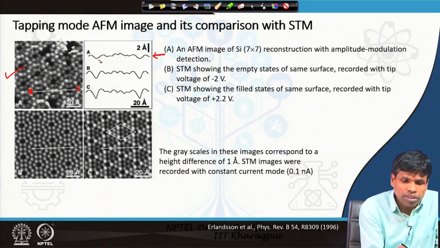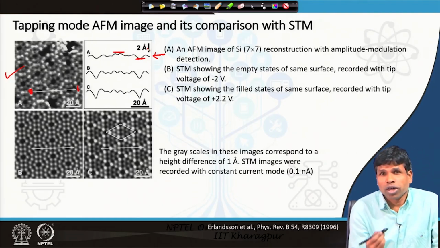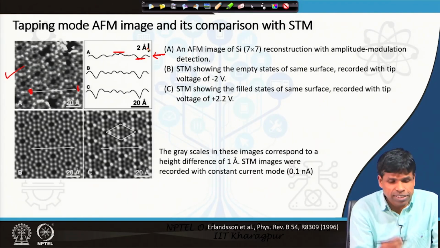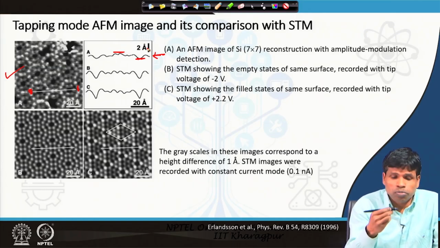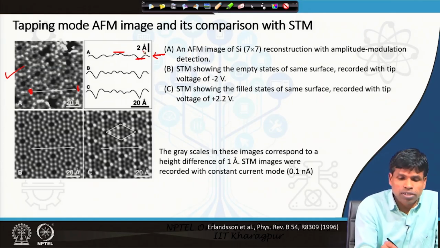If we notice it, the scale bar is 2 angstrom. The bottom part of this photograph, the darkest part, is here and the highest part is here. So, this gap is almost 1 angstrom. We could see the height of a particular atom by atomic force microscope in the tapping mode.